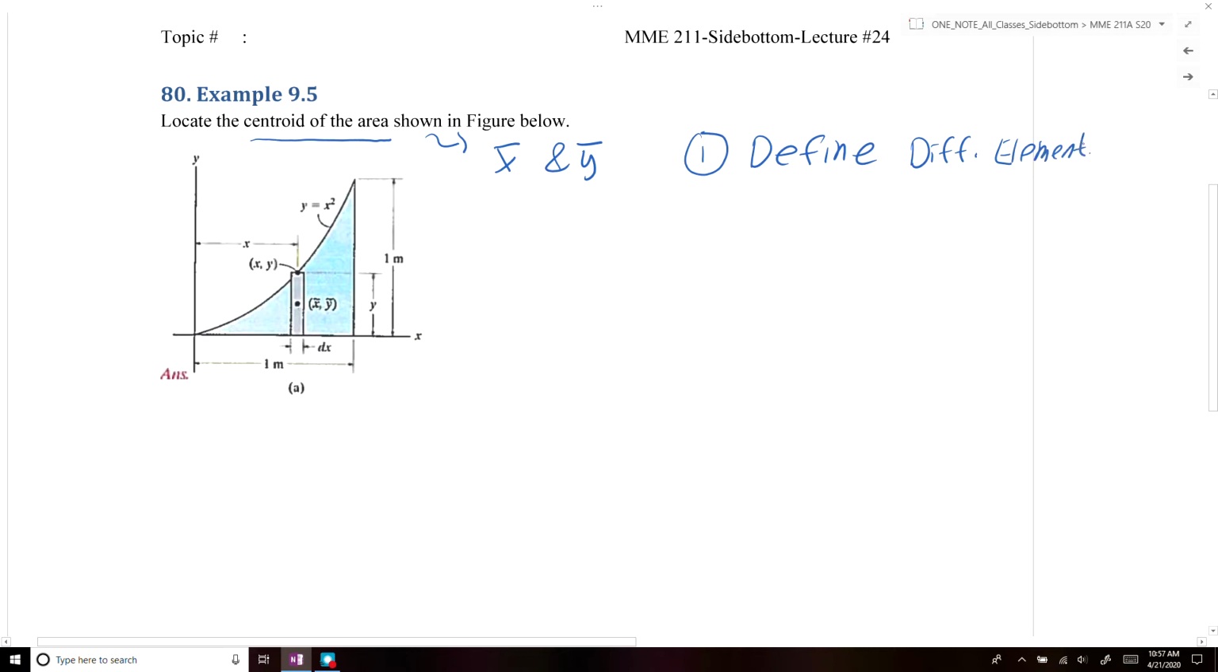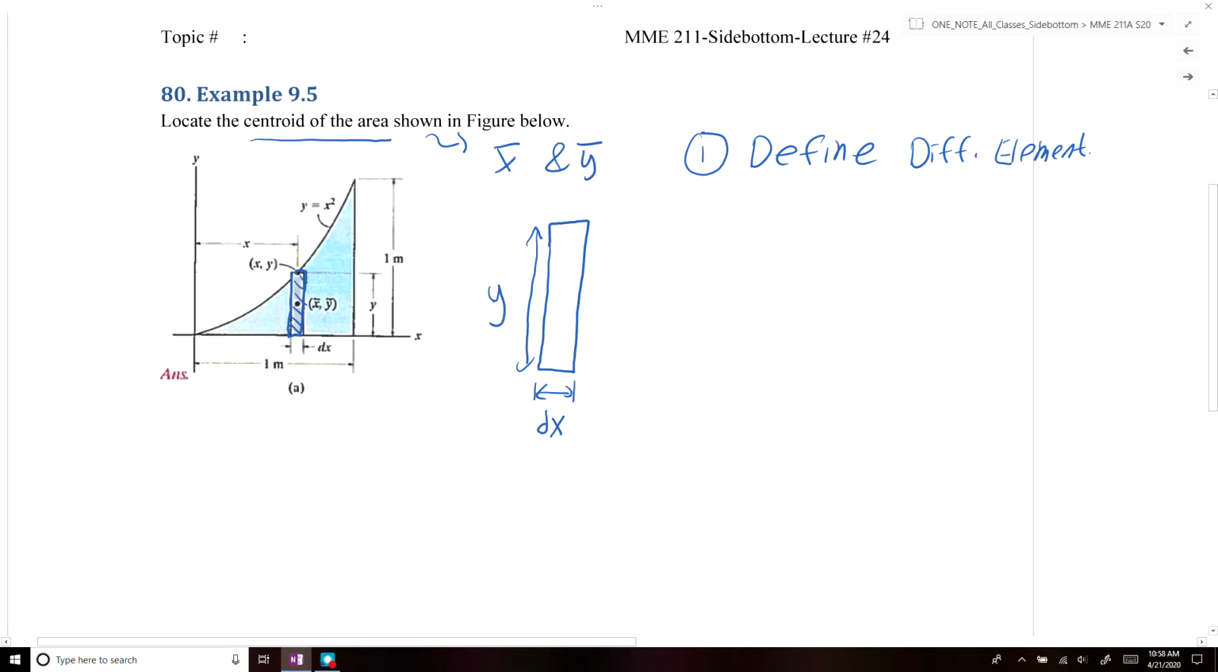To define our differential element, we're going to take a small section cut, or small element, out of our area, and if we take that small element out, that element will have a very thin width. We'll call that width dx, and then the height of that element we define as being just equal to y.